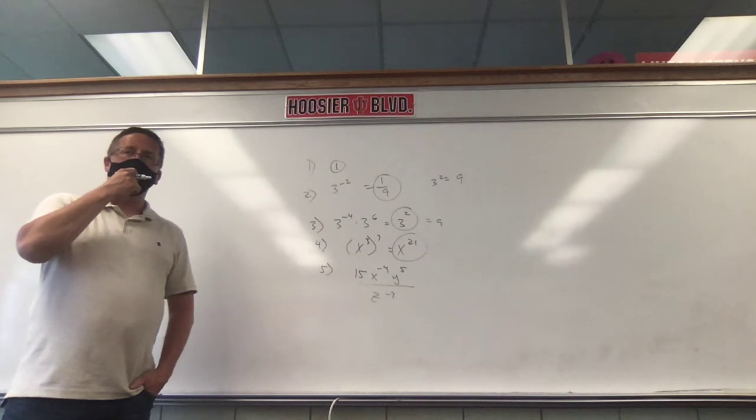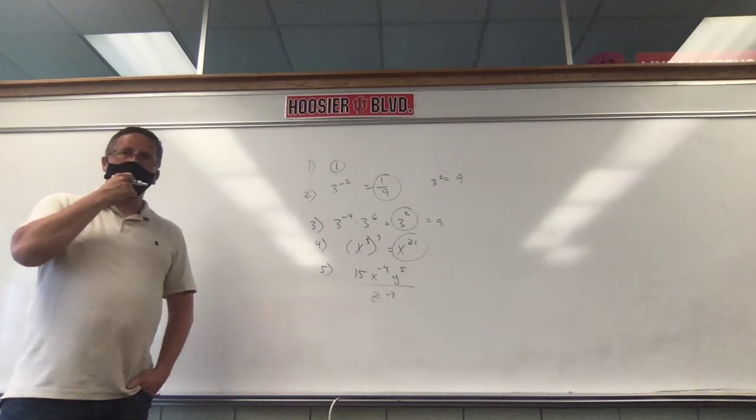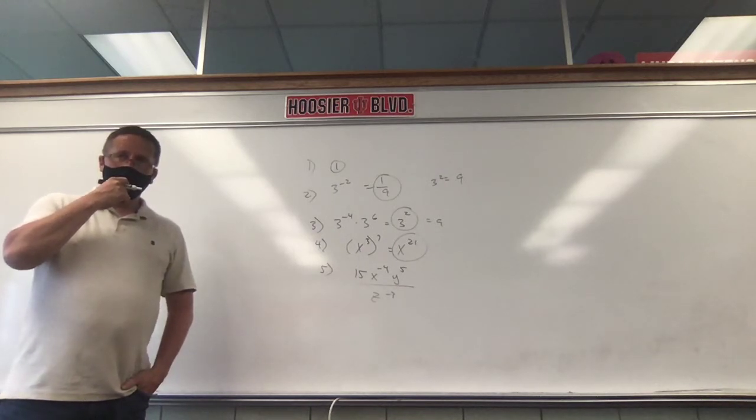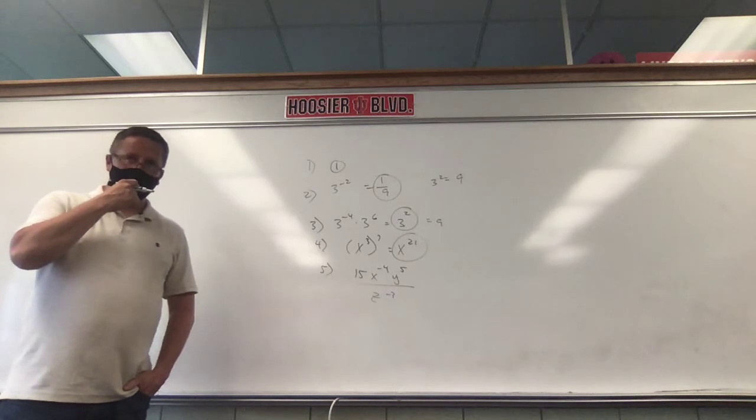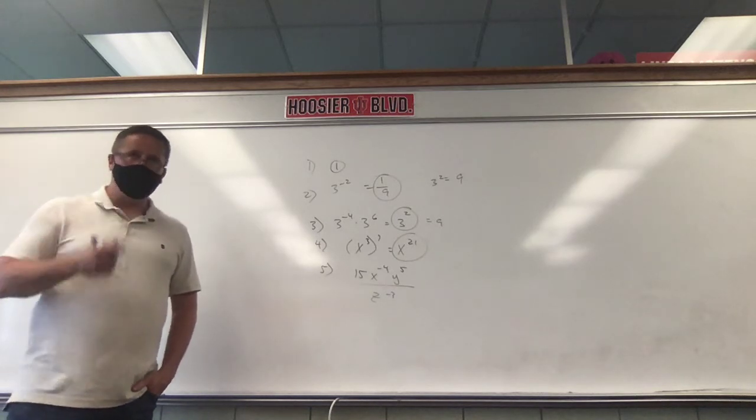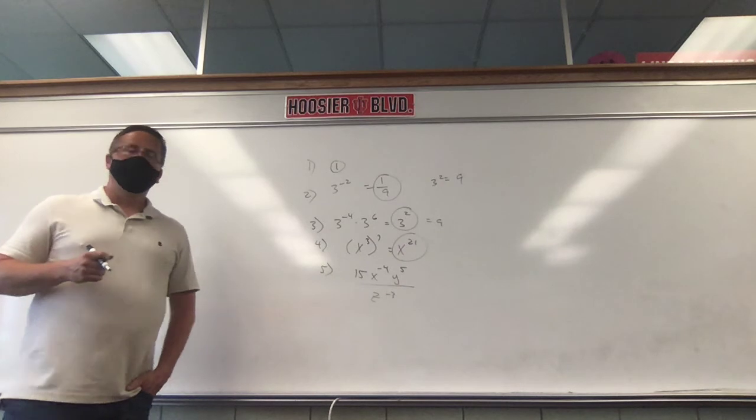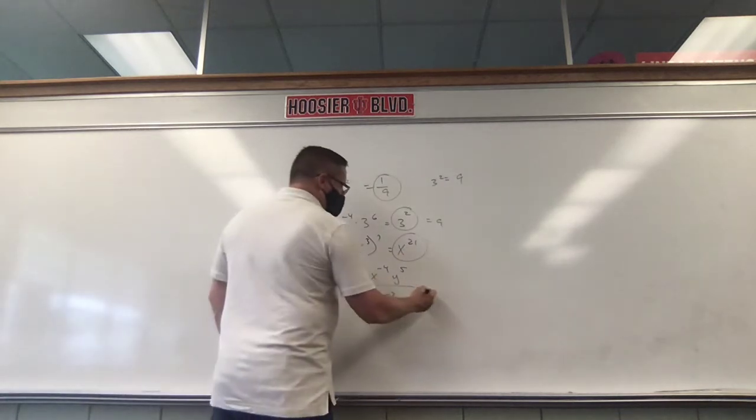You can answer these in 2-word responses. What do you do with negative exponents? You move them. What do you do with positive exponents? You leave them. Keep them. So you flip the negative 4 and the negative 3. Here's what I do. First thing I do is draw a fraction bar.